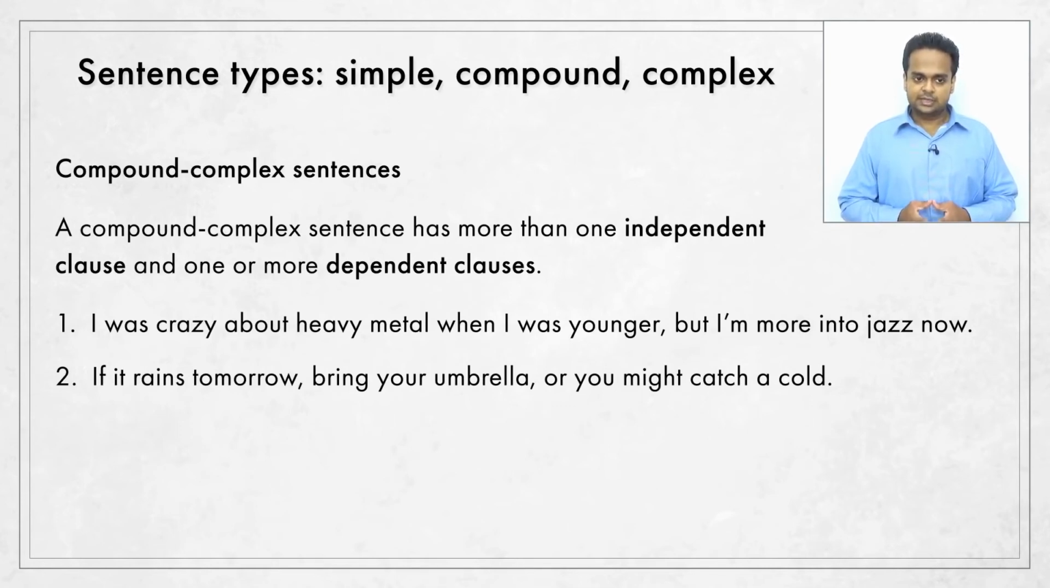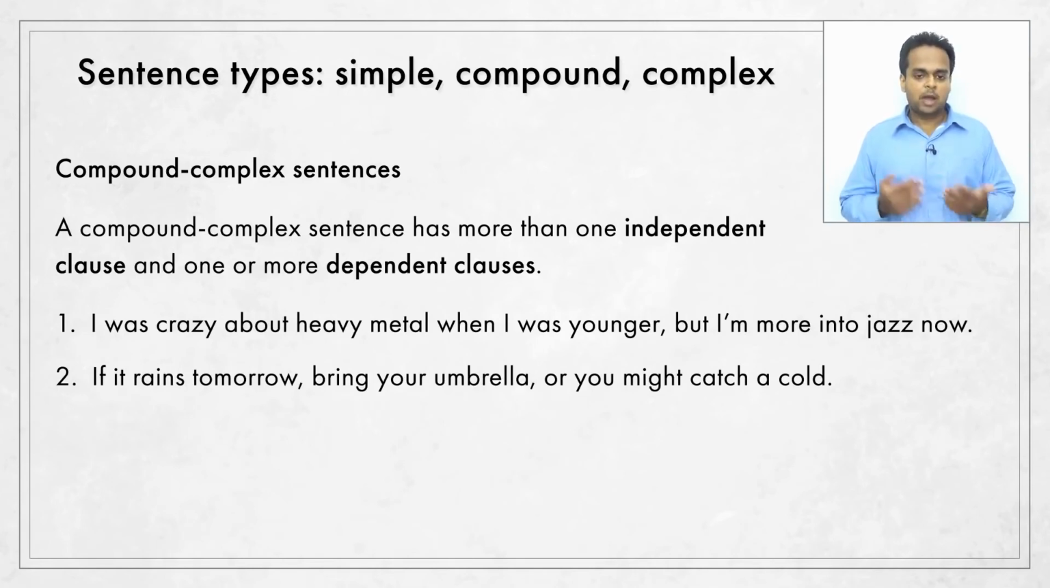Well, the first clause is dependent. If it rains tomorrow. Then there's an independent clause, bring your umbrella. Now you might be asking, how is this an independent clause? I don't see a subject here. Well, this type of clause is actually called an imperative. That is a request or a command, and the subject is understood. It's basically you. So it's like saying, you bring your umbrella. But in imperatives, we usually leave out that you. All right, then we have a coordinating conjunction or, and then another independent clause, you might catch a cold.